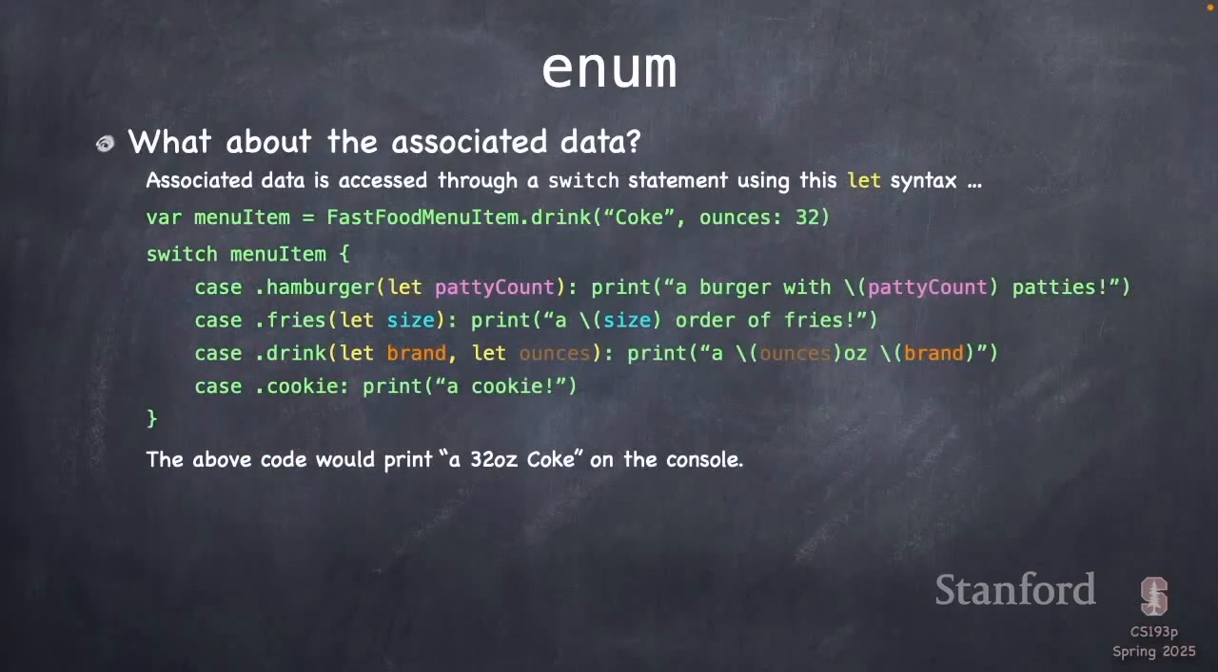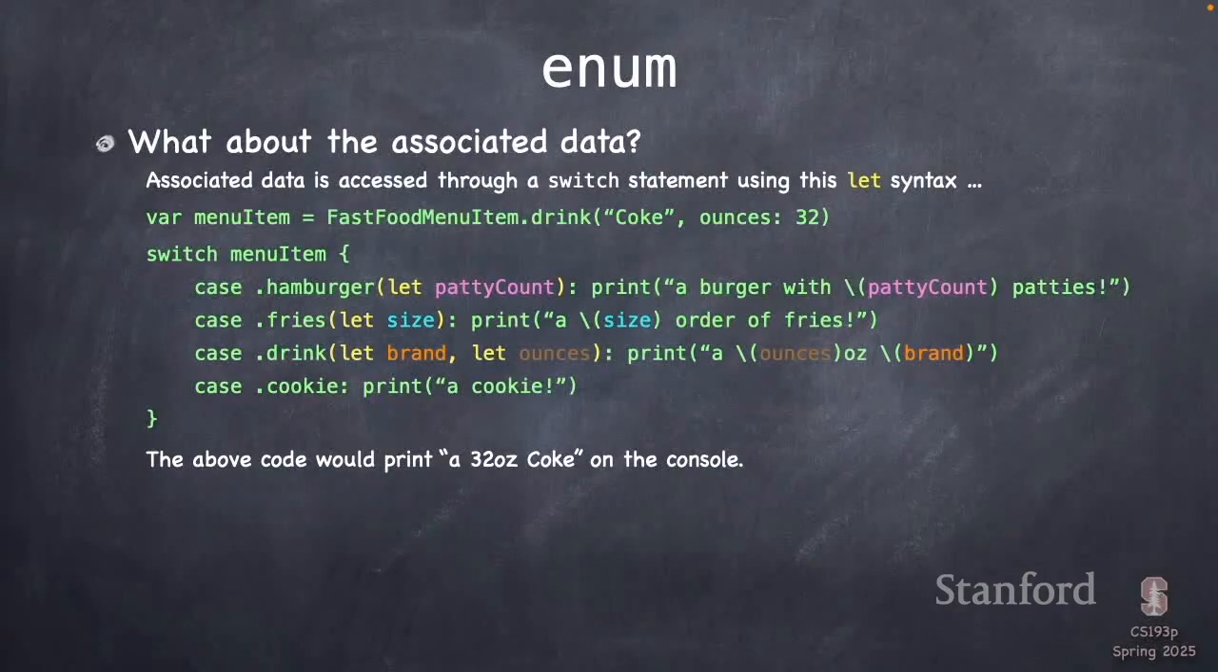We get through that with switch. Switch is the only way, really, to get at the associated data. I shouldn't say it's the only way, but it's the way that we get associated data. And all we've got to do is the same exact switch I had before, but I'm putting parentheses, let, and some variable name for each of the pieces of associated data that I want to grab out of that thing. So this patty count that's up in that magenta, that's only going to be set to the patty count if the case of this thing is a hamburger.